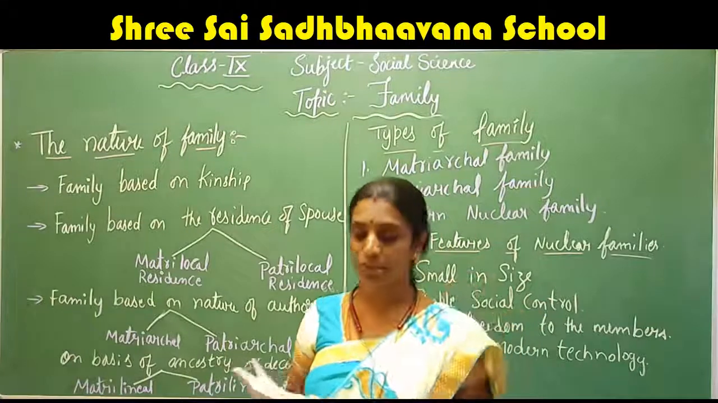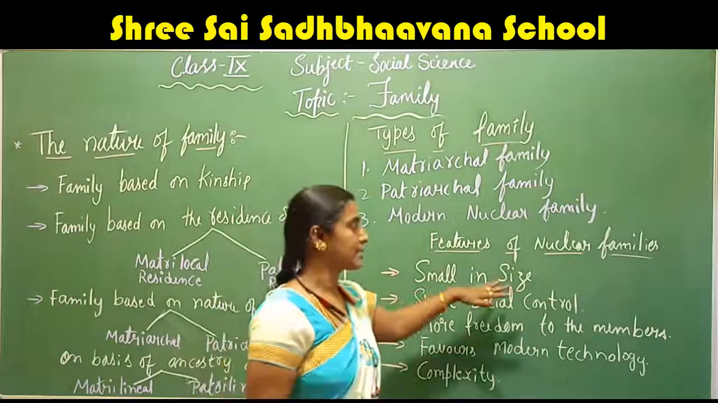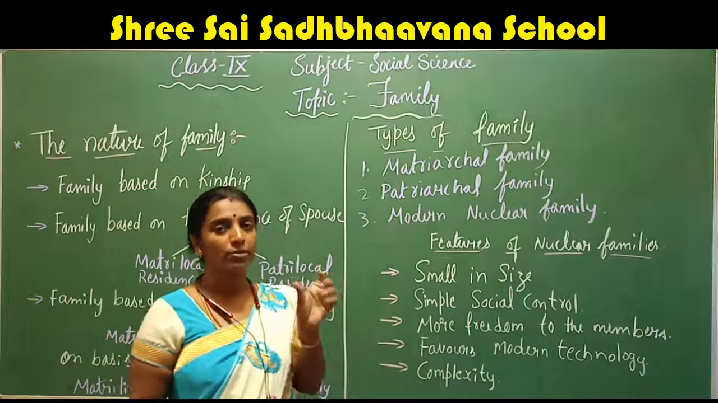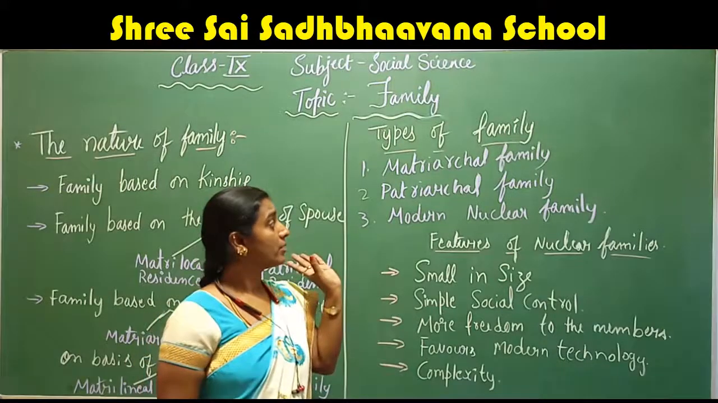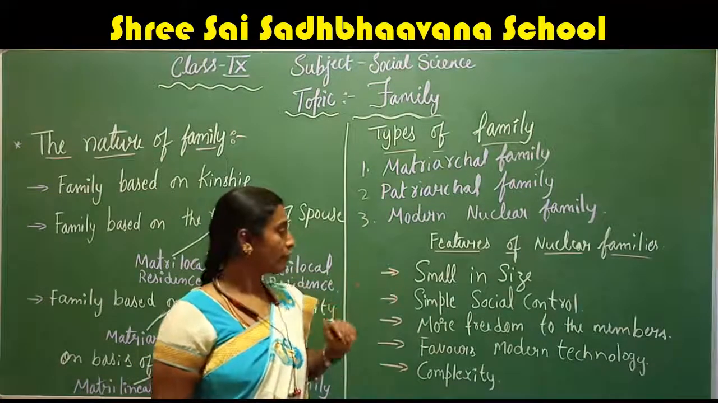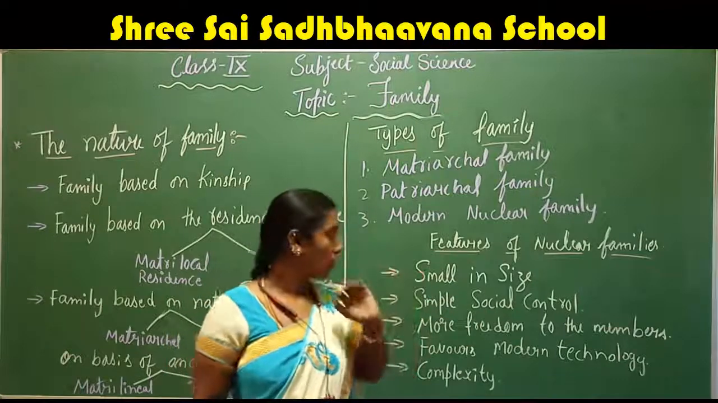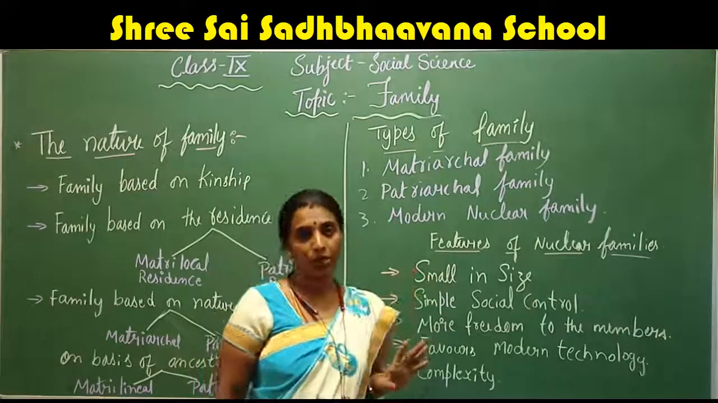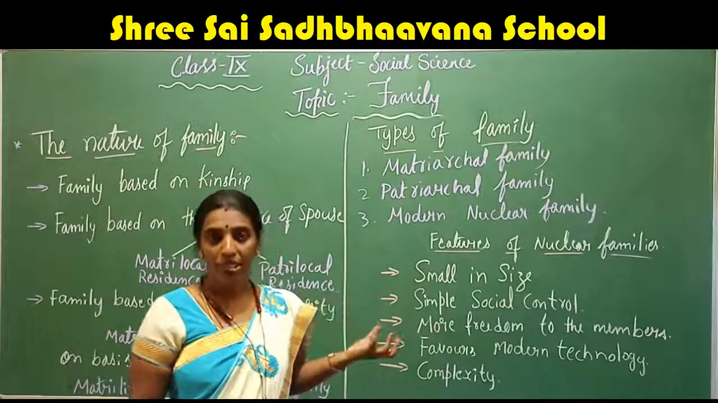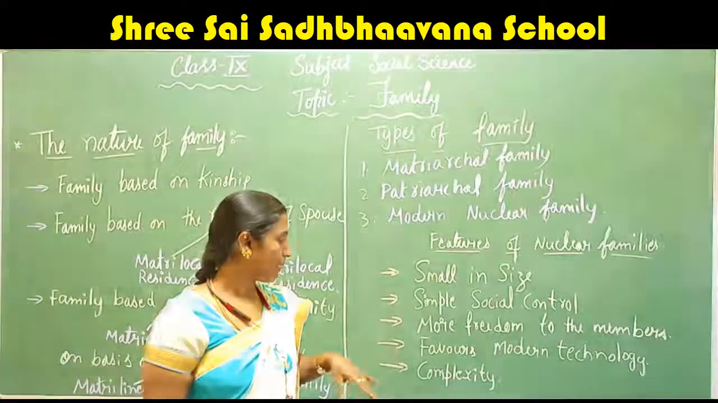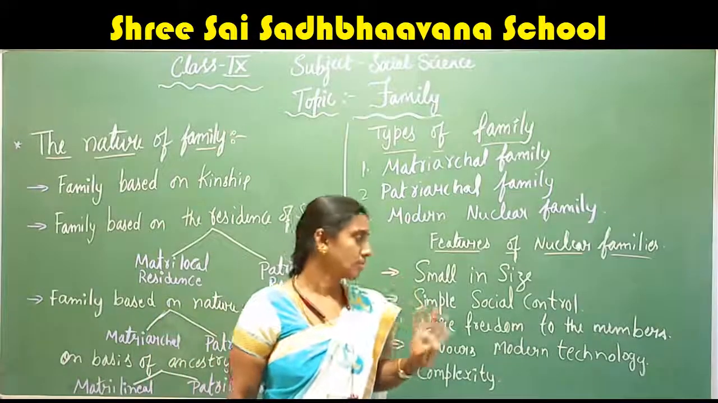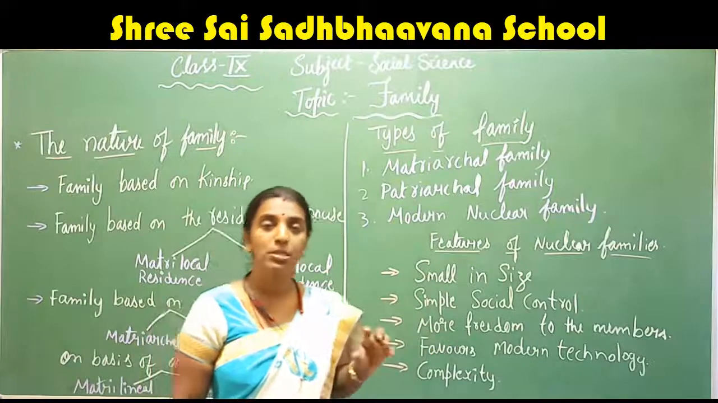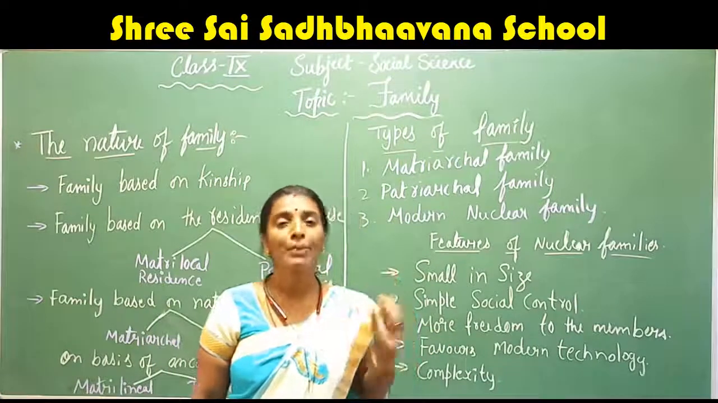So what are the features we are going to learn? When you say modern nuclear family, what is the feature? First is small in size. It is small in size, with simple social control. It will not have too much control like the extended family or the joint family. More freedom to the members, you know that. Freedom will be more, because the members of the family will be fewer.